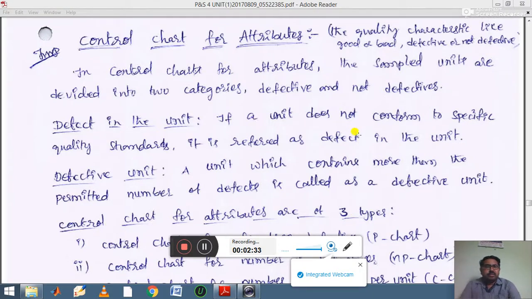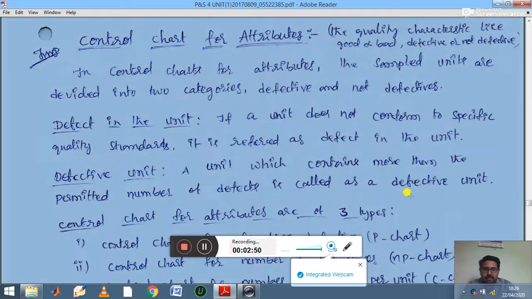Once again, please go through the definitions. If a unit does not conform to specific quality standards, it is regarded as a defect in the unit. And the defective unit definition is: a unit which contains more than the permitted number of defects is called a defective unit.